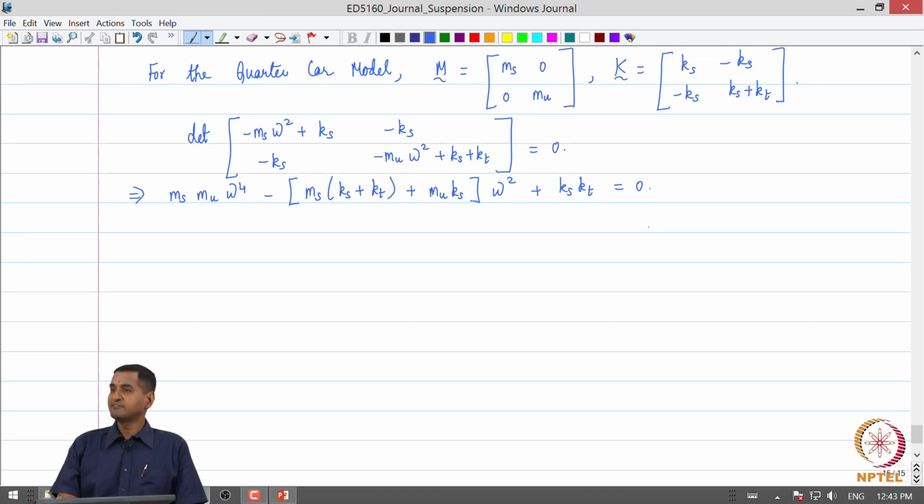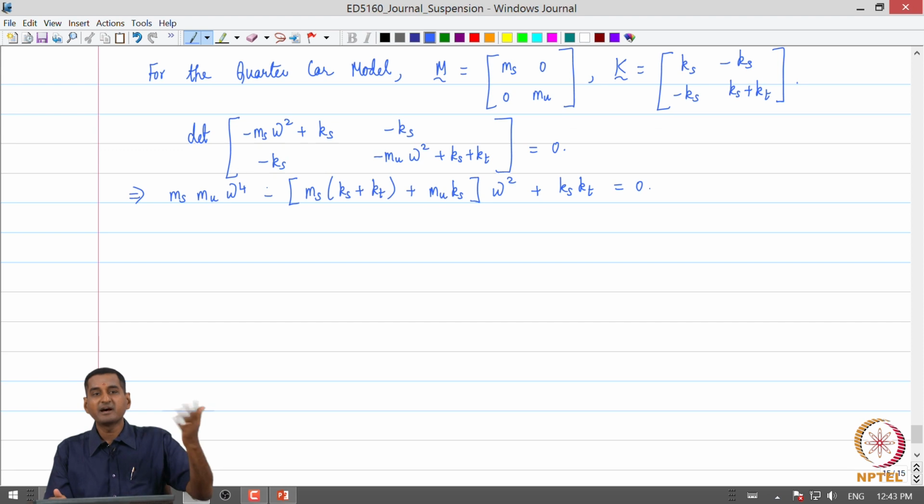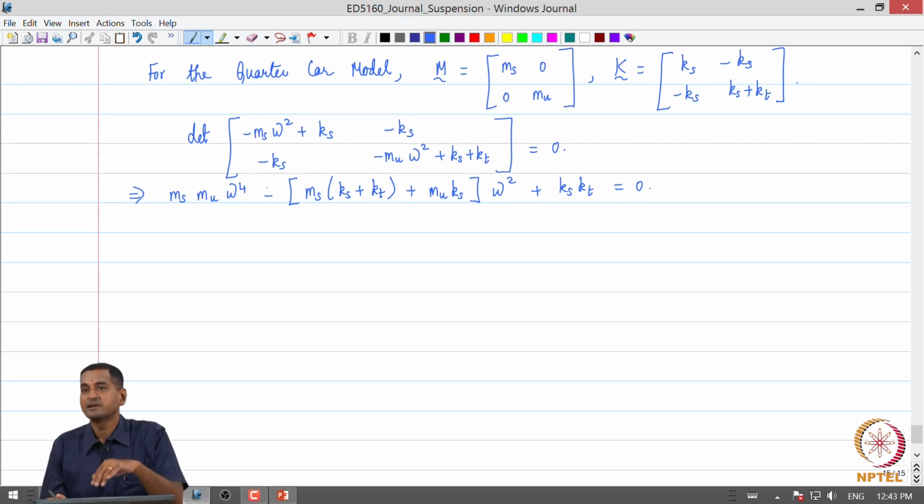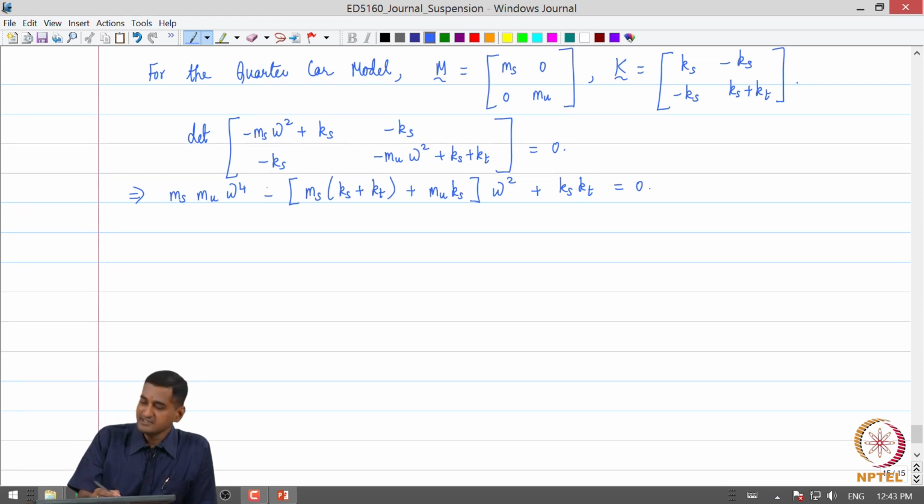Now we can observe that on the left hand side we have a polynomial in omega of order 4, but we only have even powers. So, we can think of it as a quadratic polynomial in omega square. If you substitute omega hat to be omega squared, you will get a second order polynomial in omega hat. So, one can solve it very easily. Please do that.